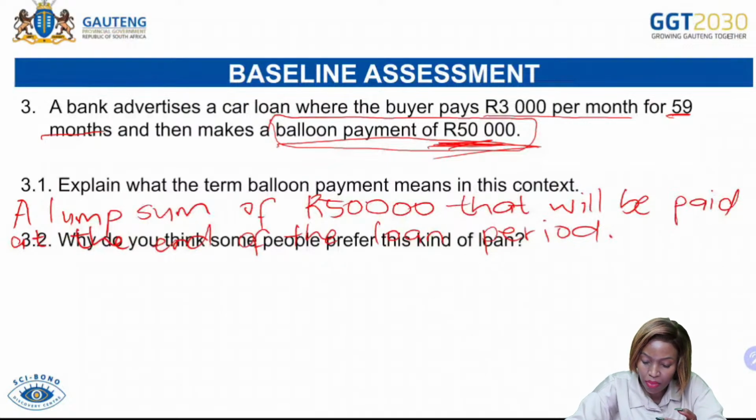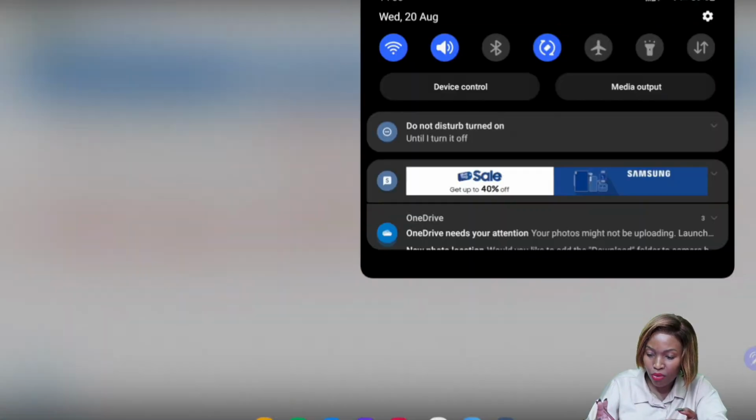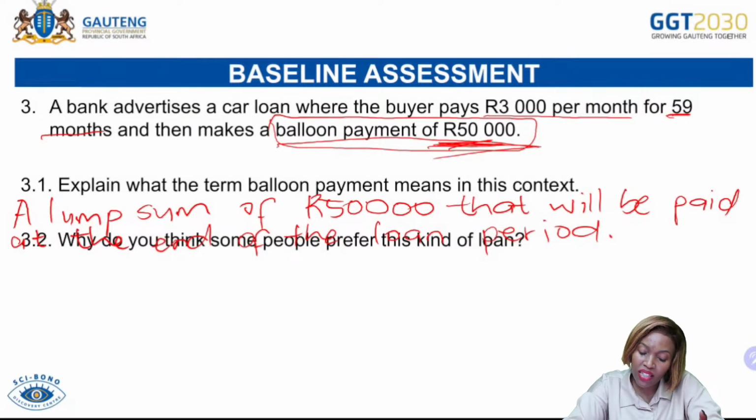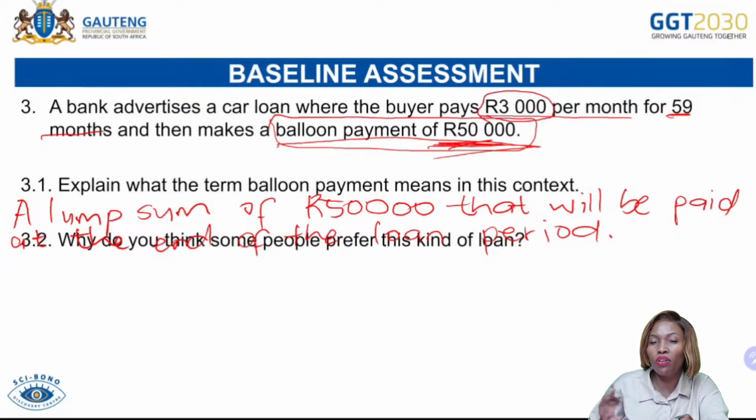Why do you think some people prefer this kind of loan? I'm so sorry I wrote on top of that. Why do you think some people prefer this kind of a loan? So people prefer this kind of a loan simply because they cannot afford higher installments. This is to give them that relief throughout the 59 months to pay an affordable amount of 3,000 rands. So that is the only reason why people choose this option, is because of affordability.